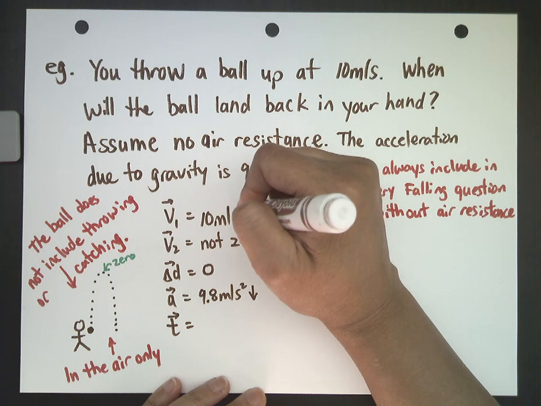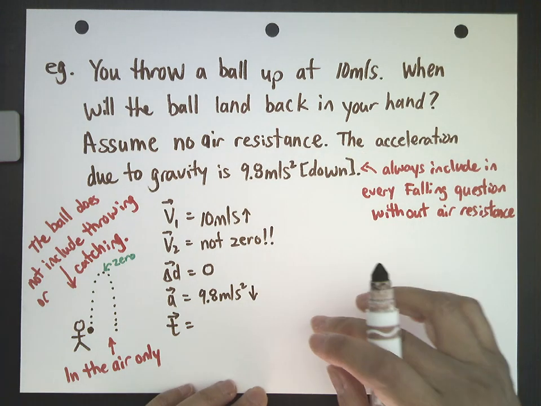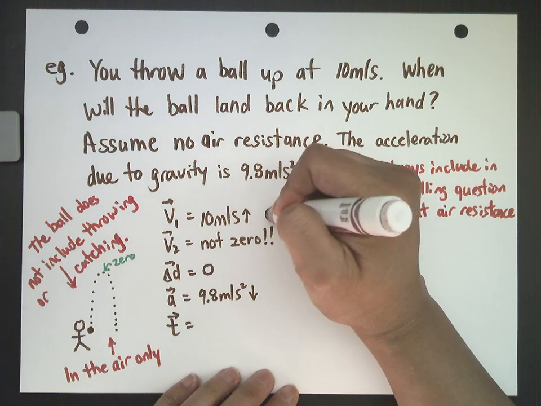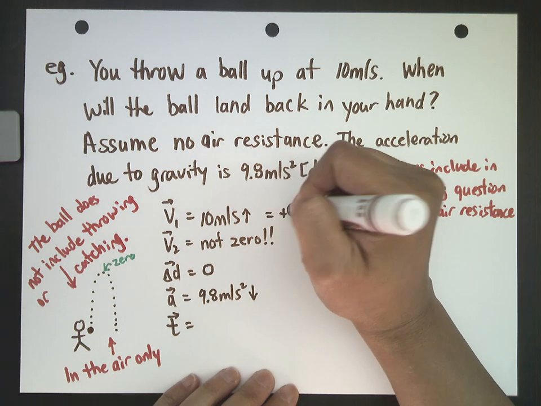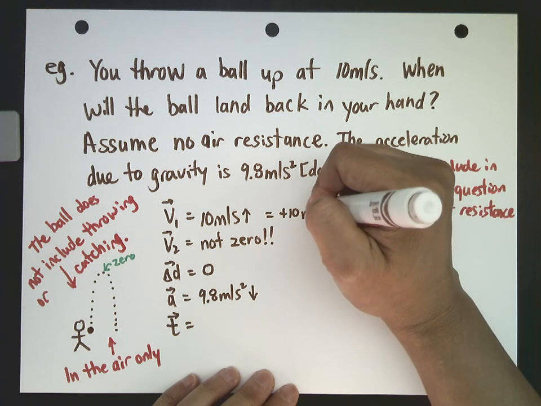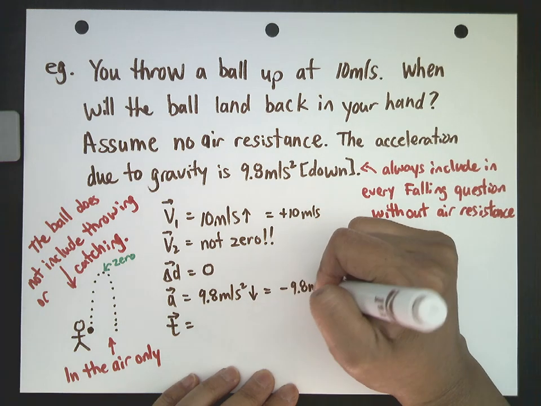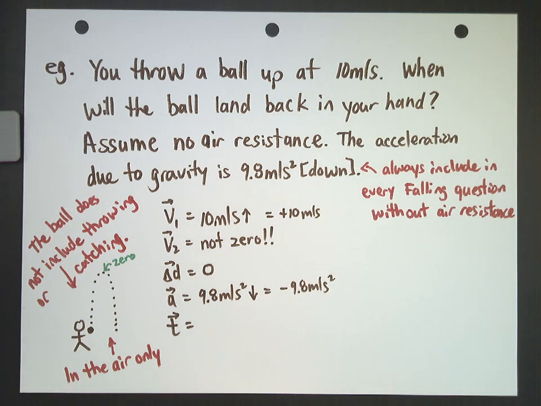Now, other things I need to point out: gravity is down, like I said, and we threw the ball up. So we've got to make sure our signs are correct. I'm going to denote this as plus 10 meters per second, and this here as minus 9.8 meters per second squared, because they're going in opposite directions.